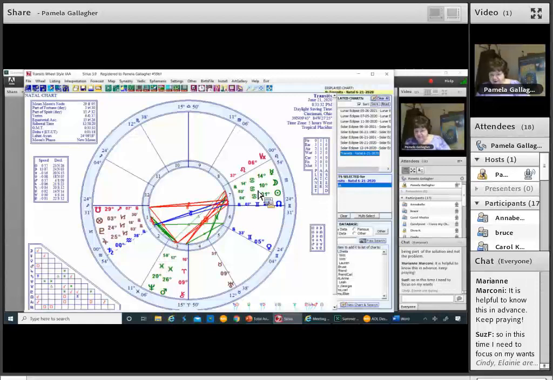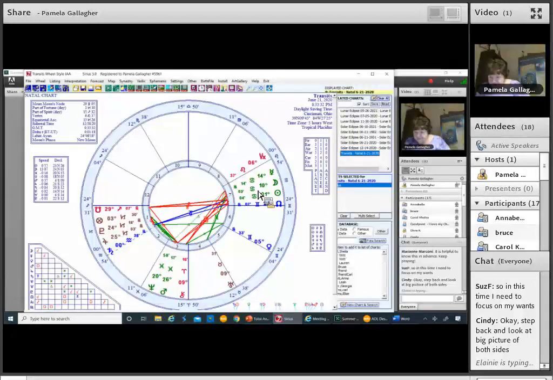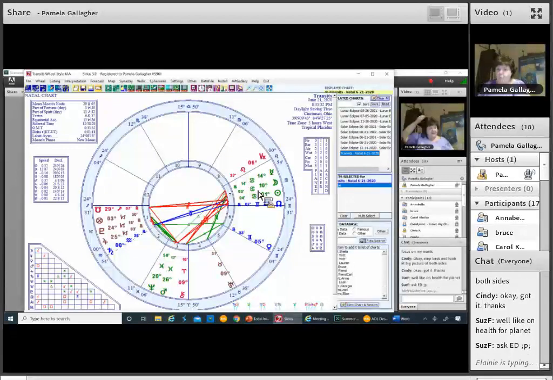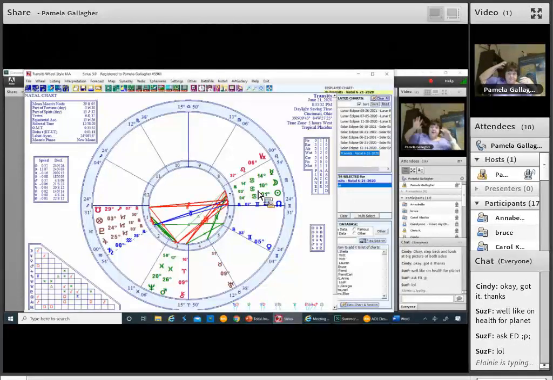So this is the time to focus on your wants. Look at the big picture on both sides, your side and the other person's. But do not be, what I call, knee-jerk reactions. Well, Susan, you can focus on your wants, but they'll change. I think I'd get them down to a minimum. Well, health for the planet, yes. I want you to step back and focus on the bigger picture for all of us. Bigger picture.